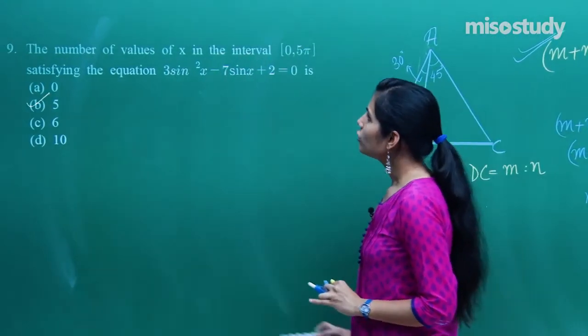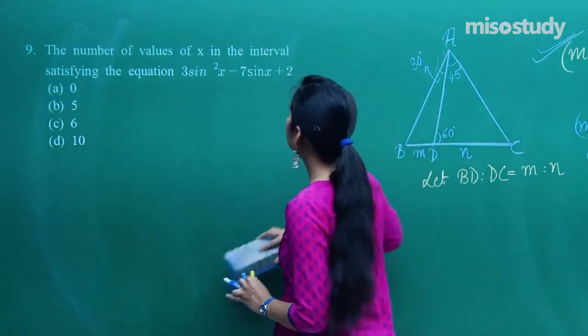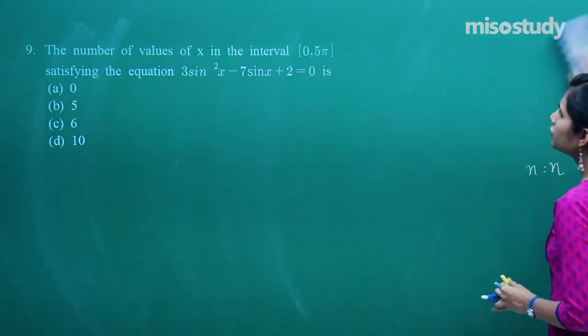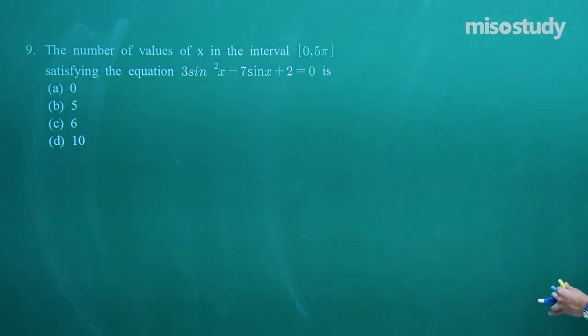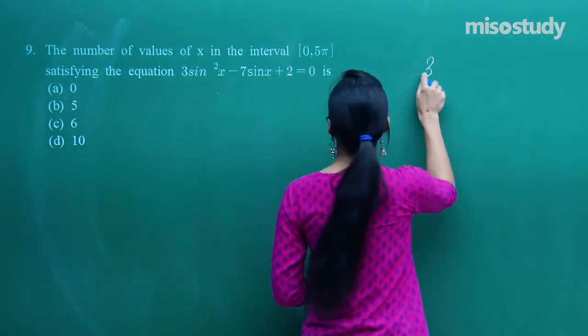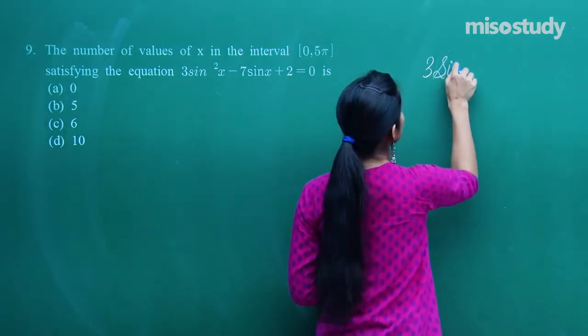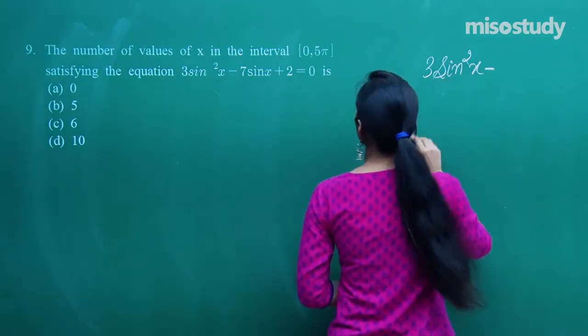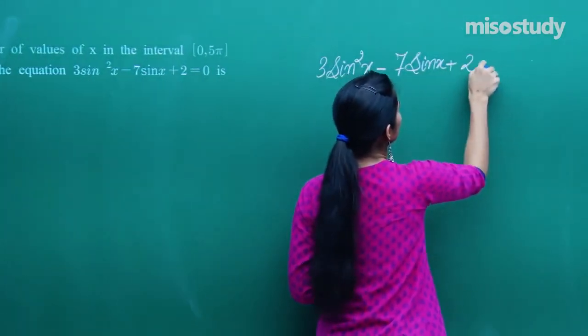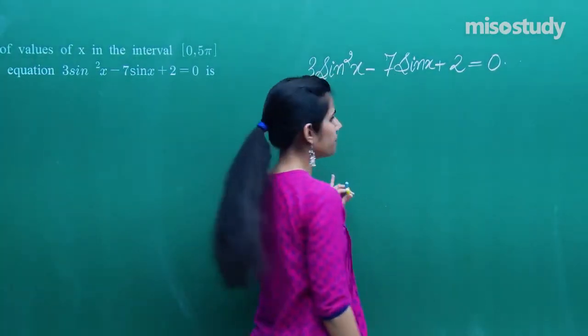It is saying the number of values of x in the interval 0 to 5 pi of this equation, 3 sin square x minus 7 sin x plus 2 equals 0, is how many? Again, solutions are not being asked, number of solutions are being asked. Let's see, you have 3 sine square x minus 7 sine x plus 2 equals 0. Okay?